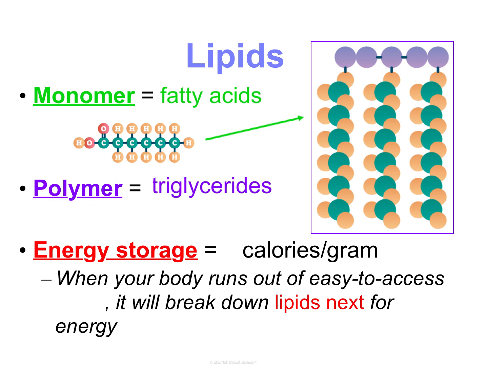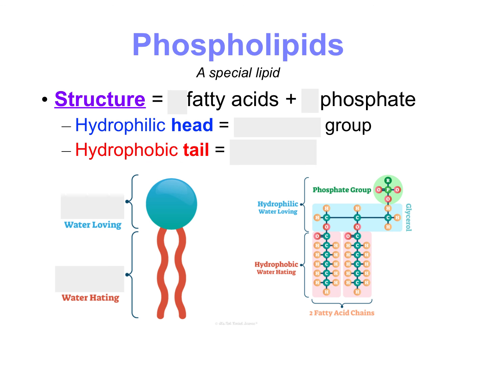And then if we want to talk about the energy storage of lipids, they're fats, and so they are giving us 9 calories per gram. This is more than we had in our carbs. So when your body runs out of carbs, the next easy to access thing, it will break down lipids for its next source of energy. So we're going to continue to talk about the phospholipid structure because they are special, and we're going to continue to see them in our next sections.